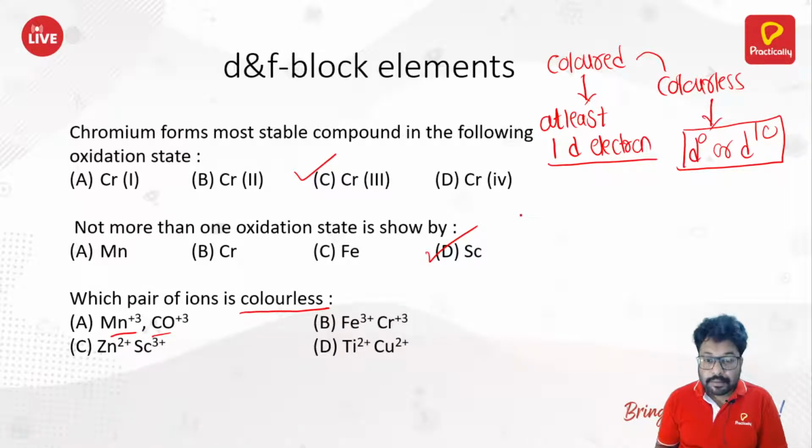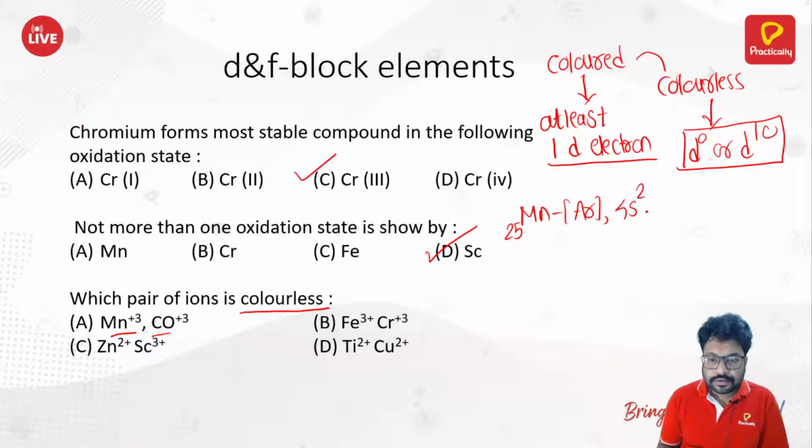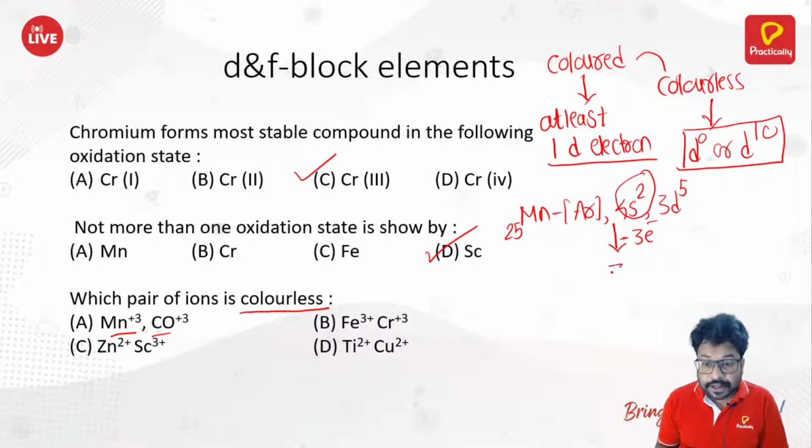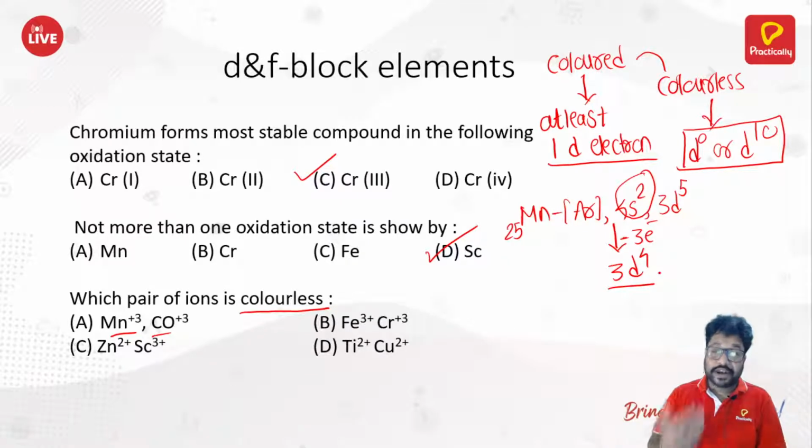Manganese, cobalt. Manganese atomic number is how much? 25. Electronic configuration argon 4s2 3d5. Out of which it's +3, right? So there must be a minus 3 electrons. 2 electrons from s are gone, 1 from d is gone. So you remain with 3d4. So you have at least one, you have 4 electrons, so it should be colored.